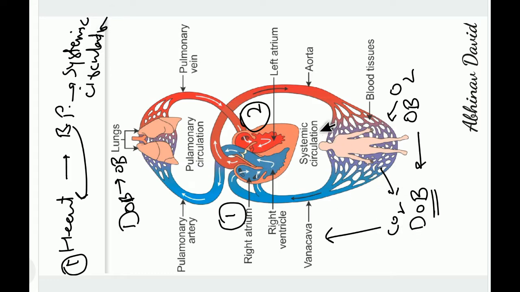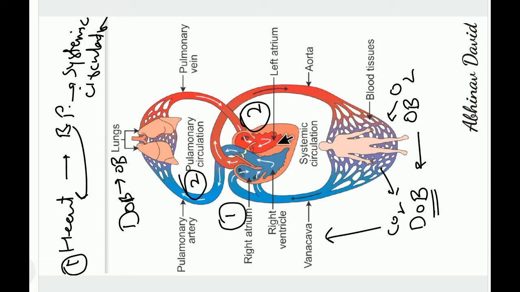And then the other circulation I told you is between the heart and lungs. You can see there is a circulation between the heart and lungs and back to the heart. From the heart it goes to the lungs and back. This is called pulmonary circulation. So this is the second circulation, and both of them together are called the double circulation.